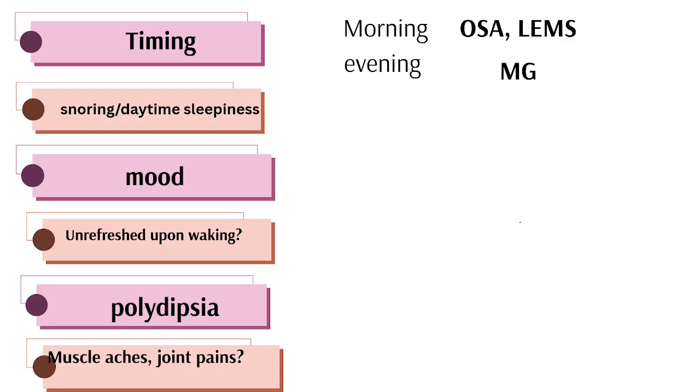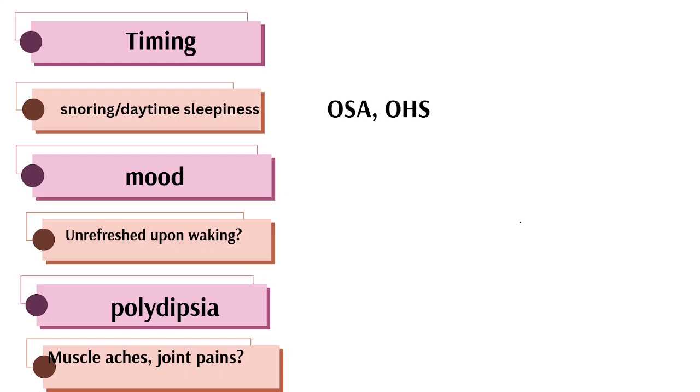Think about the morning too. So if it's worse in the mornings, think about Lambert-Eaton myasthenic syndrome or OSA. So you would then need to ask more questions to confirm which one of these is the main diagnosis. Next thing to ask is whether they're experiencing snoring at nighttime or if they're experiencing daytime sleepiness. This is going to point towards OSA and OHS, so obstructive sleep apnea and obesity hypoventilation syndrome. There's a difference between the two and you should be aware of it.